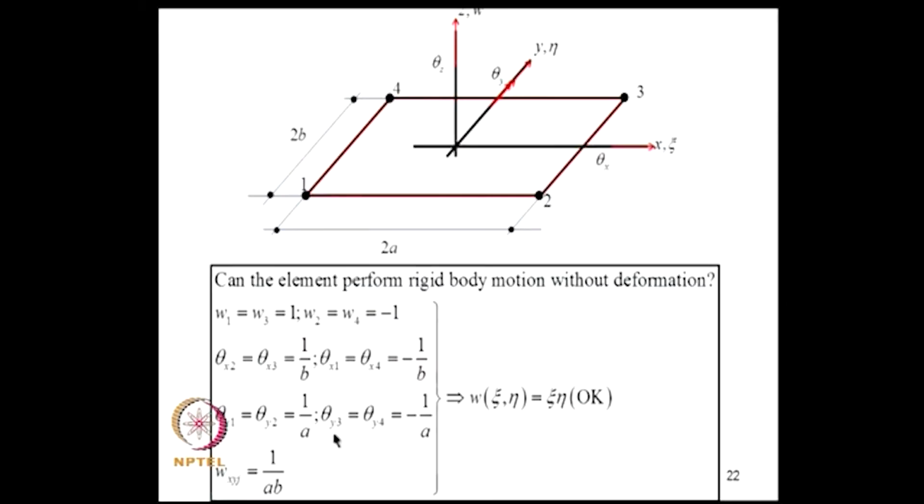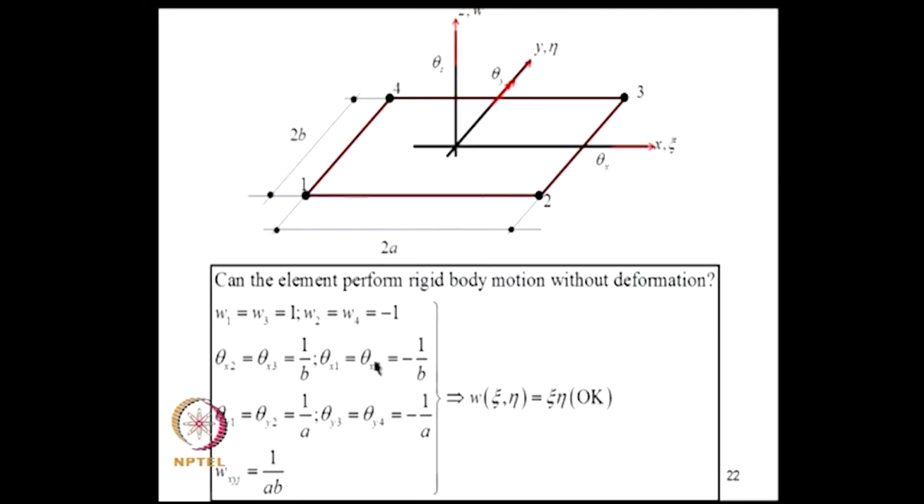Now, we can ask the question, can the element perform rigid body motion without deformation? These are some of the requirements that we enunciated in one of the previous lectures when we talked about convergence and those issues. So, now if we consider W1 and W3 to be 1 and W2 and W4 to be minus 1, and theta x2 is theta x3, theta x1 is theta x4, which is minus of that, and similarly theta y has this relation. We are giving a rigid body rotation to the object. These deformations ensure that we are giving a rigid body rotation.